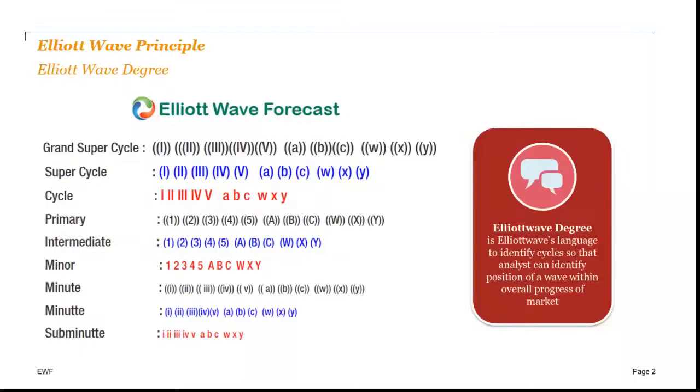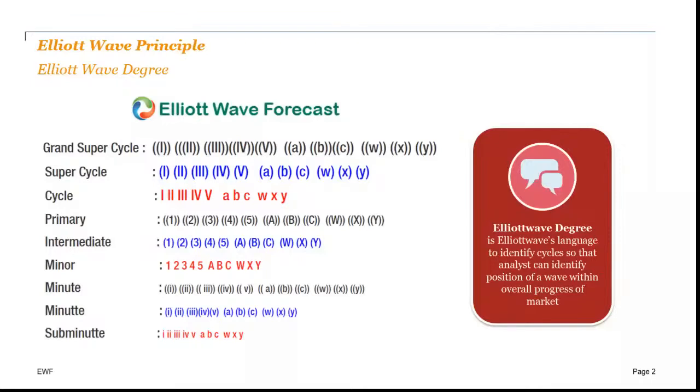1, 2, 3, 4, 5, A, B, C, and W, X, Y. Those are the main labels in Elliott Wave. Now, the difference between the different degrees is the way you label them. The grand supercycle, you can see there, uses double brackets, capital letters, Roman numerals, and so on. Then different degrees might have a different color, no bracket, one bracket, and so on.